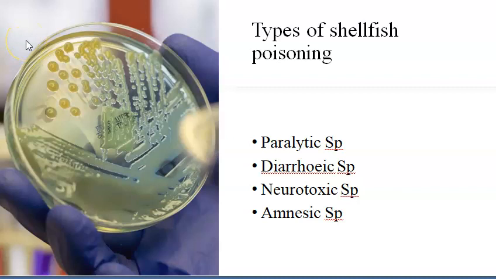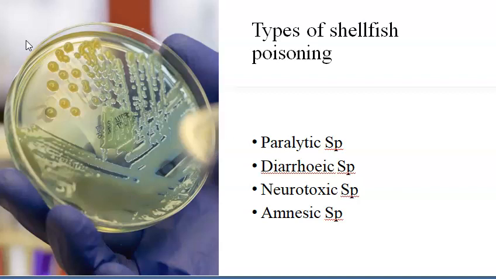There are four types of shellfish poisoning that have been identified. The first one is paralytic shellfish intoxication. It is a serious life-threatening illness causing unusual neurological disorders resulting in paralysis of the face and limbs. The second is diarrheic shellfish poisoning, which occurs from consuming toxic mussels, scallops, and clams, and mainly occurs in Japan, South Africa, and New Zealand.